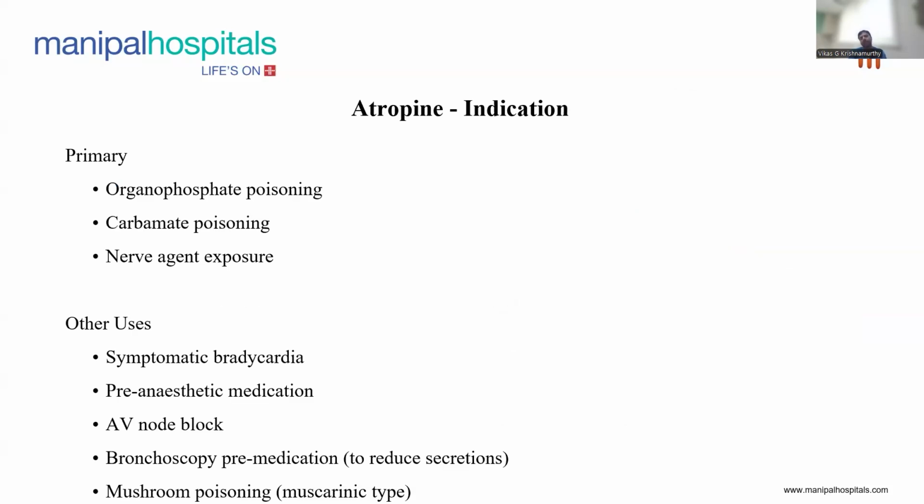Atropine is primarily used in OP compound poisonings, carbamate poisonings, and nerve agent exposures. Other indications for using atropine are symptomatic bradycardia, pre-anesthetic medication, AV node toxicity, bronchoscopy pre-medication, and muscarine-type mushroom poisonings.